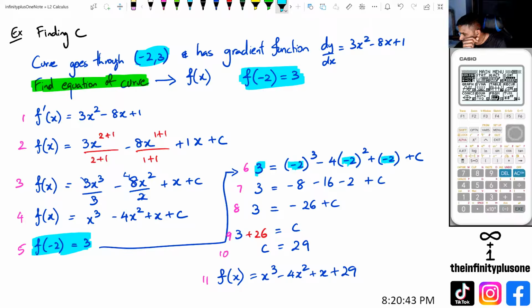Integral sine f of x dx. No. Integral sine. So it's kind of like this. Sorry, let me just write this in red so you can see that. So f of x is equal to the integral of f dash of x dx, if that makes sense, because you're integrating the gradient function in this case.